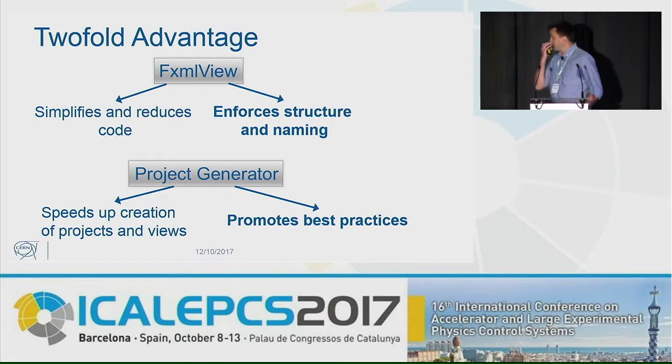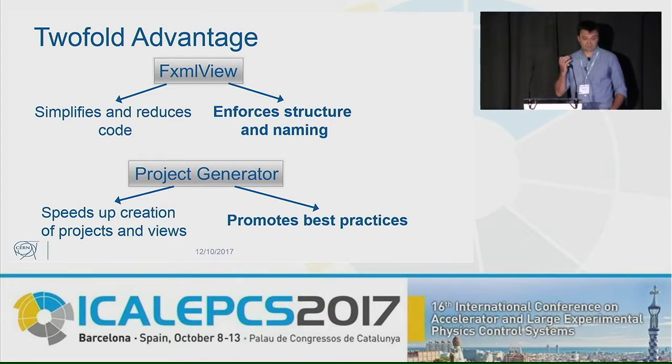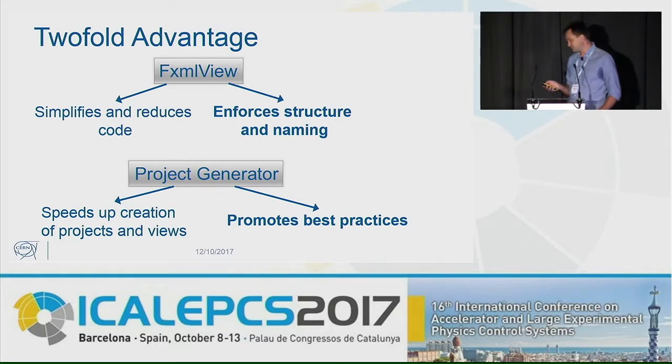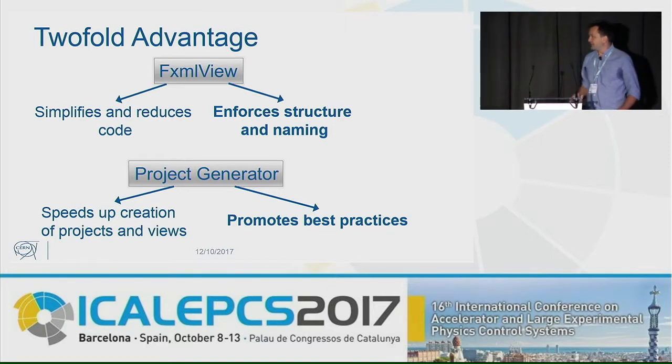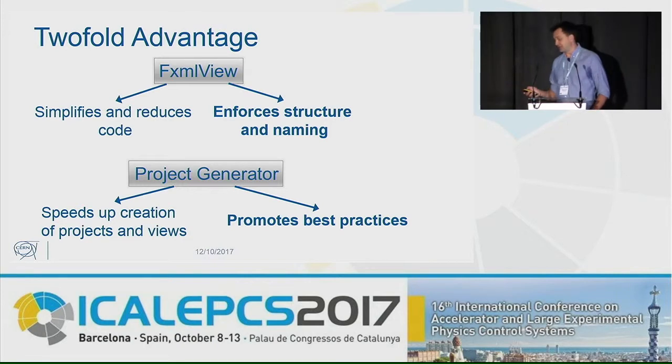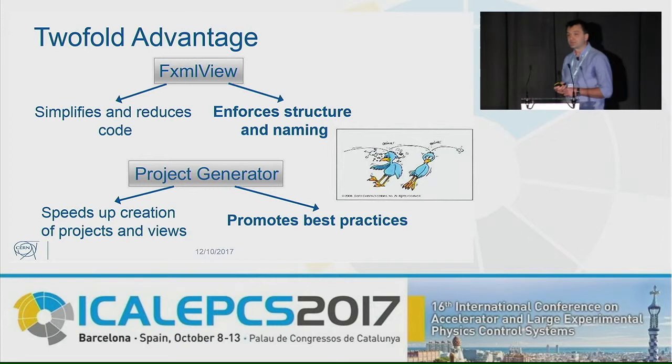So overall, those two things bring a twofold advantage. Because the XMLView simplifies the code on one hand, but on the other hand, it enforces the structure and naming. And the project generator speeds up creation of projects, but at the same time, it promotes the best practices. So it's a win-win situation. You kill two birds with a single stone.